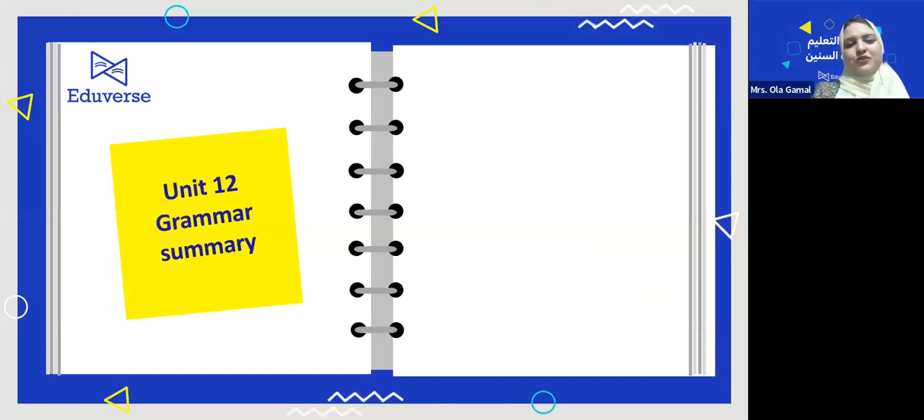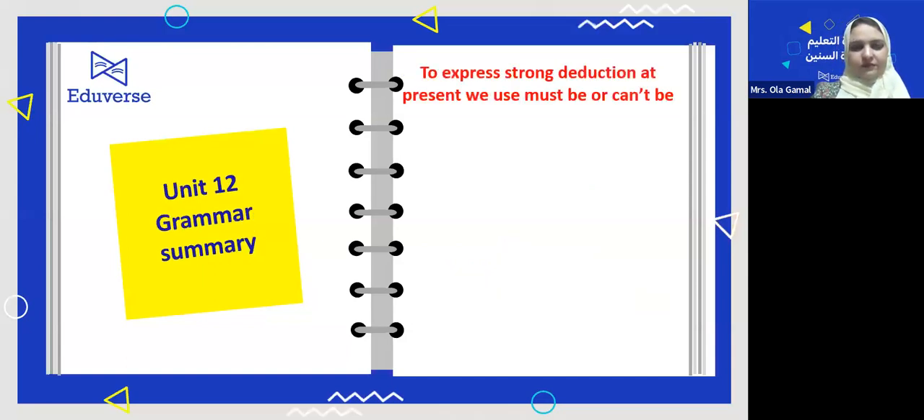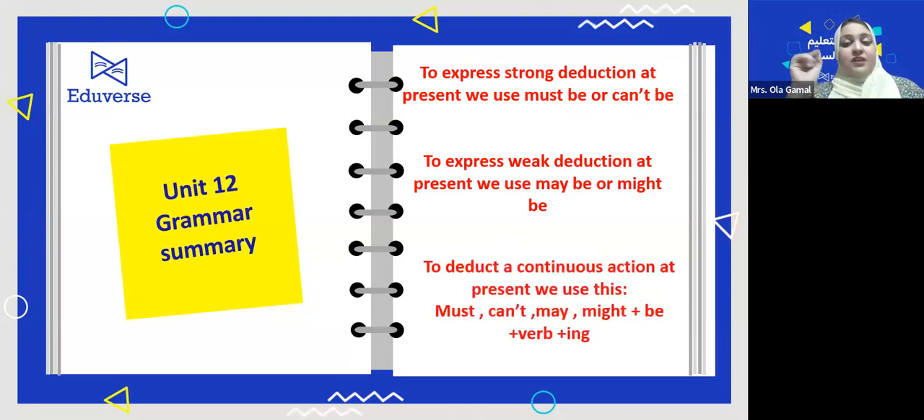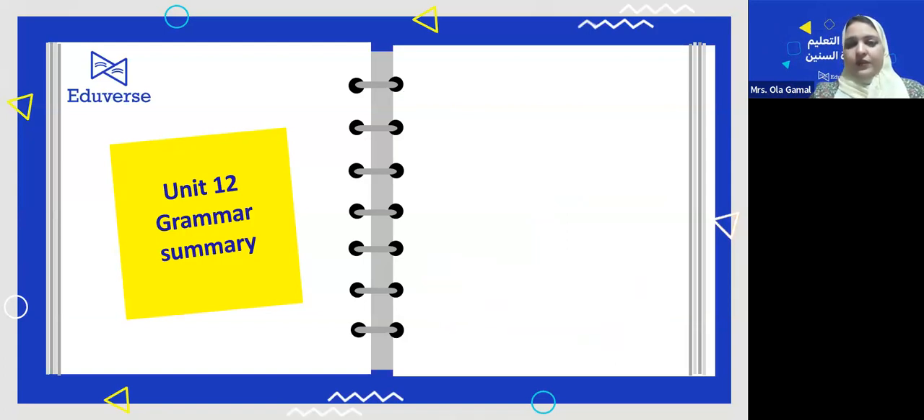Okay, let's move on to the grammar summary. To express a strong deduction at present, we use must or can't be. Deduction means to get something which is going to happen. To express weak deduction at present, we use may or might be. To deduct a continuous action at present, we use must or can't or may or might, be plus verb plus ing. You have to memorize this form very well.